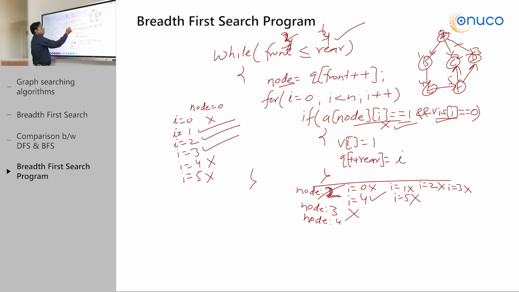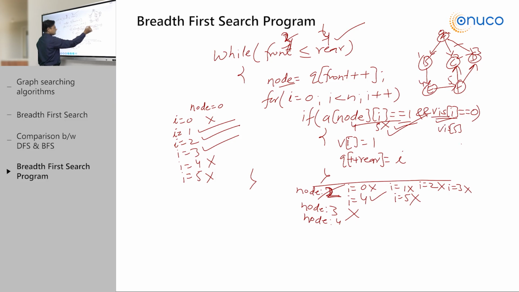4 is there, and 4 to I. Do you have a path from 4 to 0? No. 4 to 1? No. 4 to 2? 4 to 3? 4 to 4? No. 4 to 5, there is a path. So here node is 4, I is 5, the condition is true, and is 5 visited? Visited of 5? No, it's not visited.